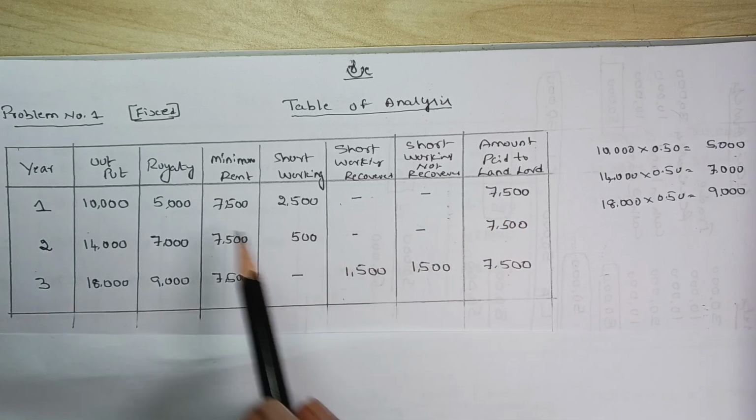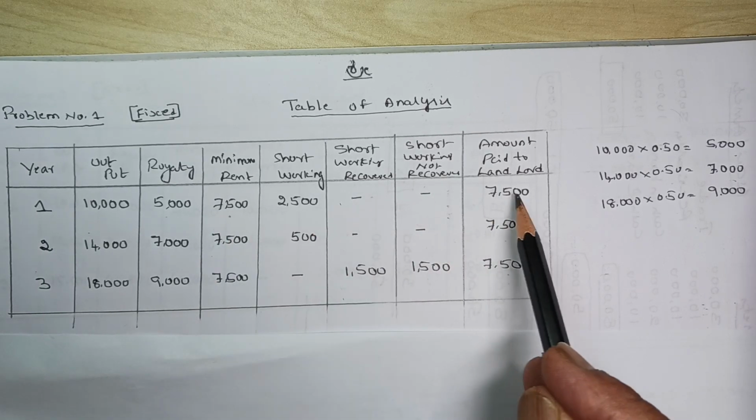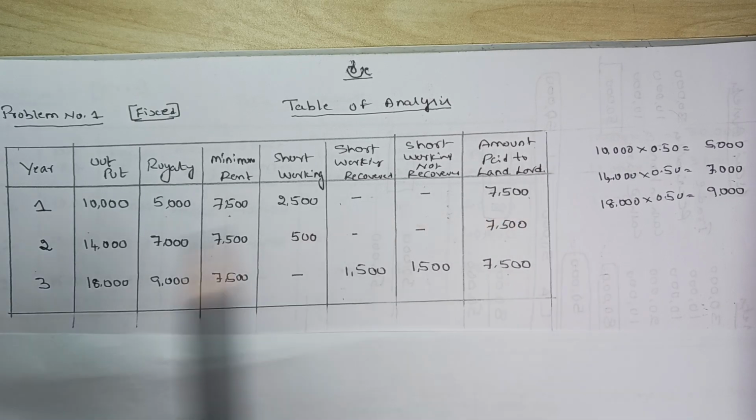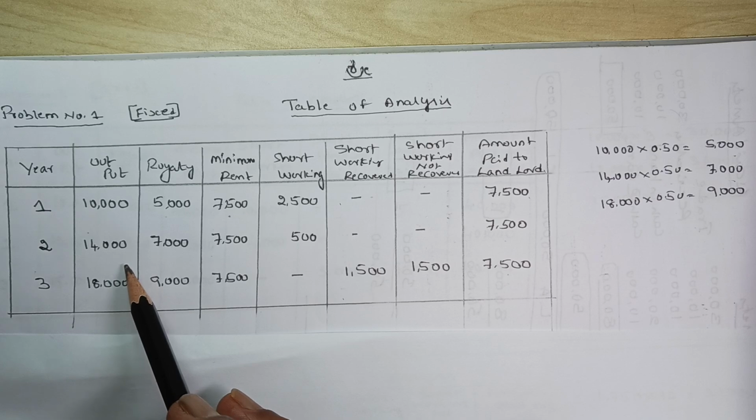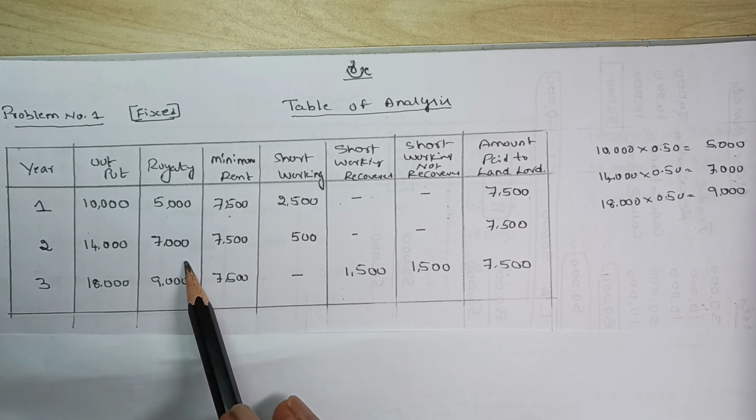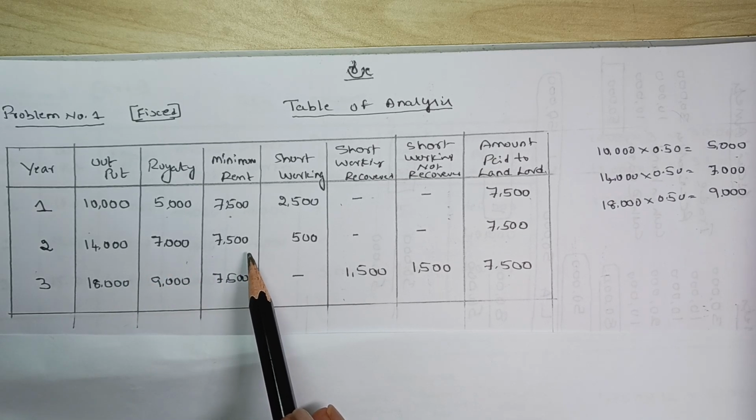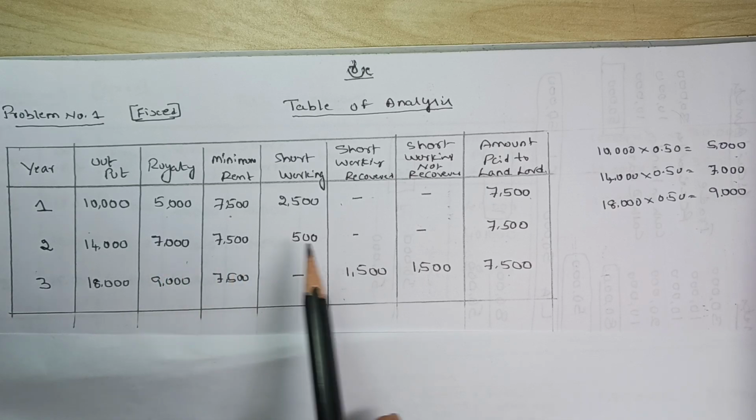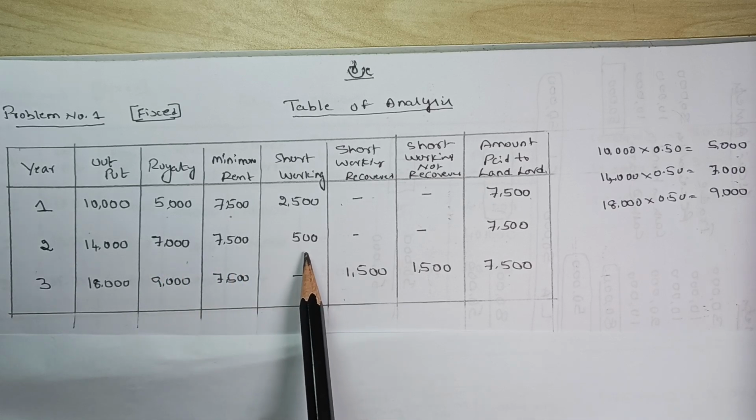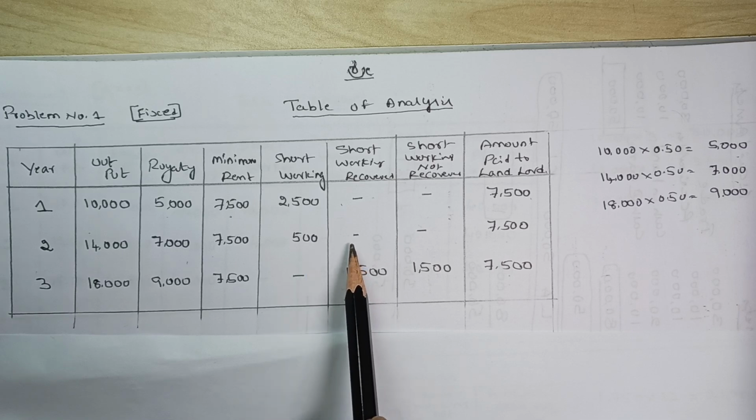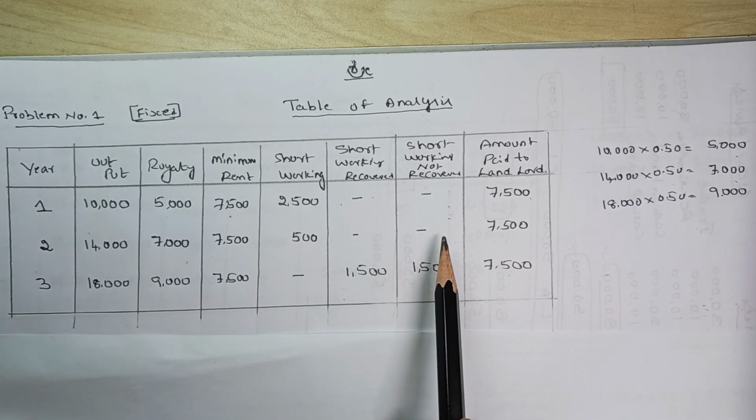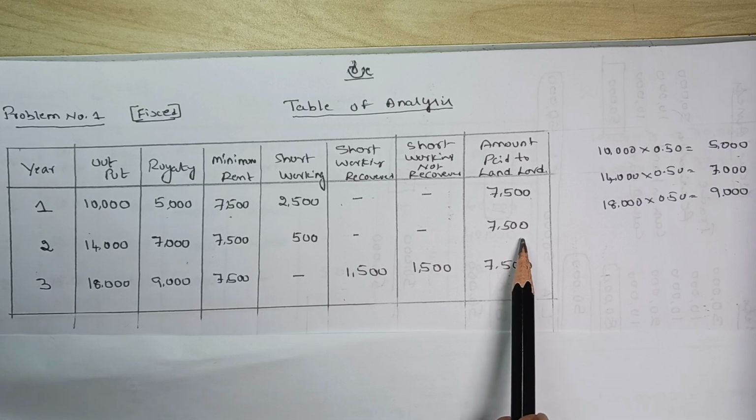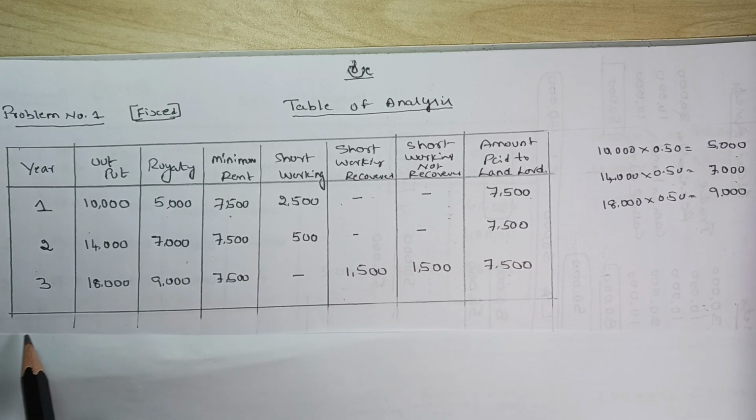So amount paid to the landlord is the minimum rent, 7,500. Second year, 14,000 output, royalty earned is only 7,000. Again minimum rent is 7,500, more than the royalty. Again you have a short working of 500. Nothing is short working recovered or not recovered. Again you pay 7,500 to the landlord.